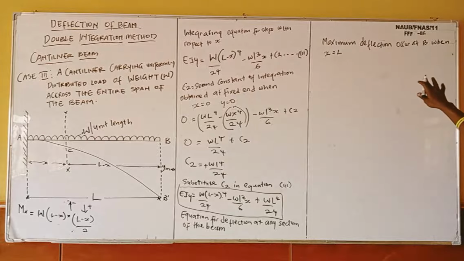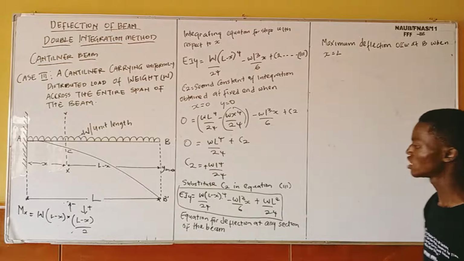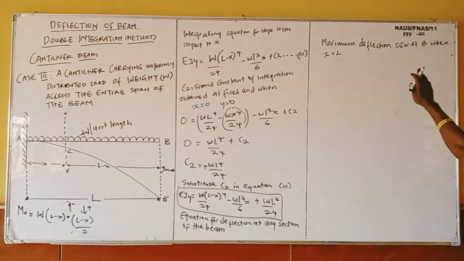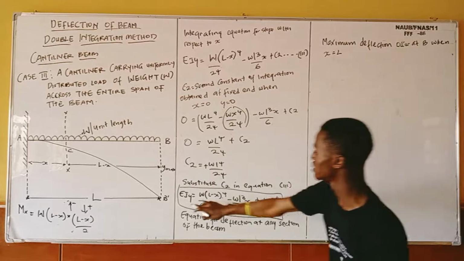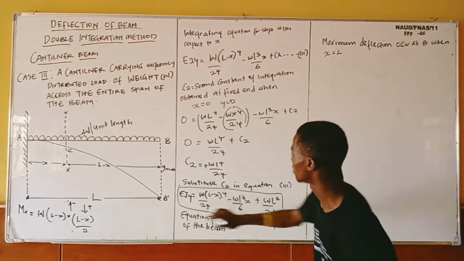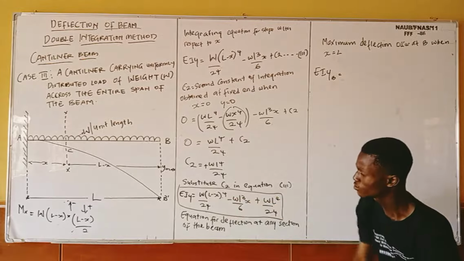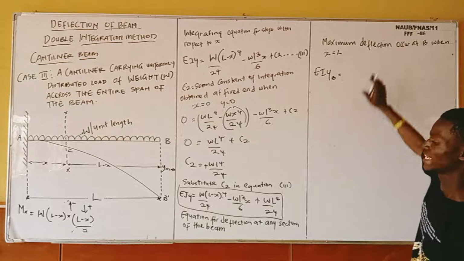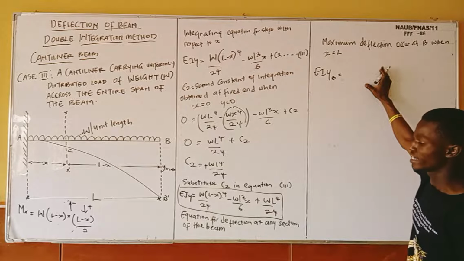Now by substituting X equal to L into this equation, I'm going to have my equation for maximum deflection. Don't forget it is at B, so I can represent it with YB. So I'm going to have EI YB equals what? In this case, when X equals L. You understand? When X equals L.